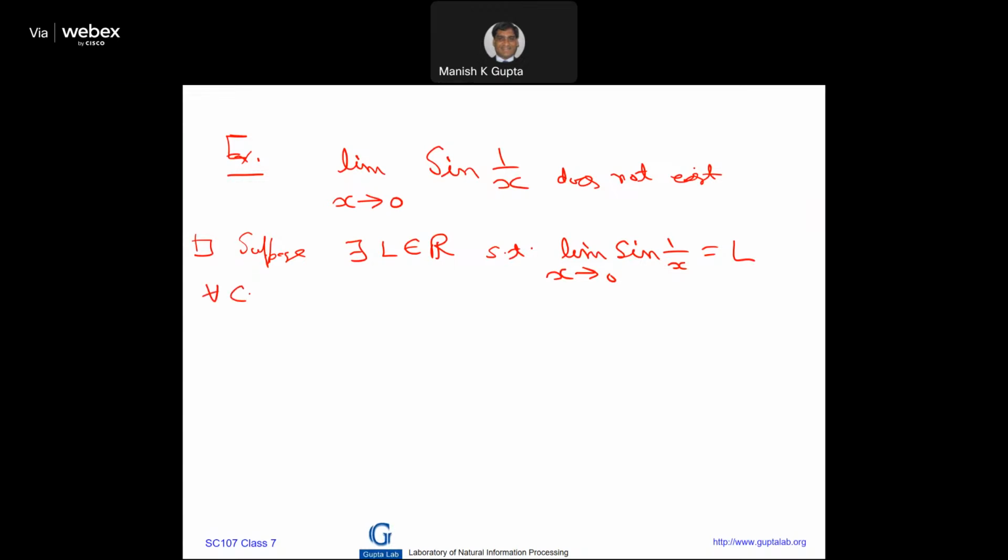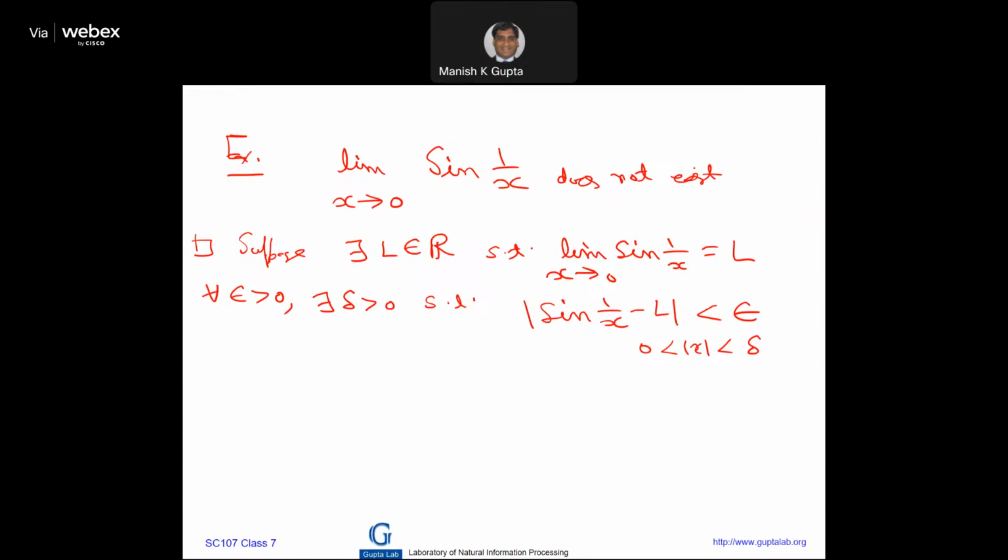for every epsilon positive, there exists delta positive such that mod of sine 1 by x minus L is less than epsilon, whenever 0 is less than mod of x is less than delta. Any issue? Right? That is the definition. I'm not doing anything else, just written the definition.